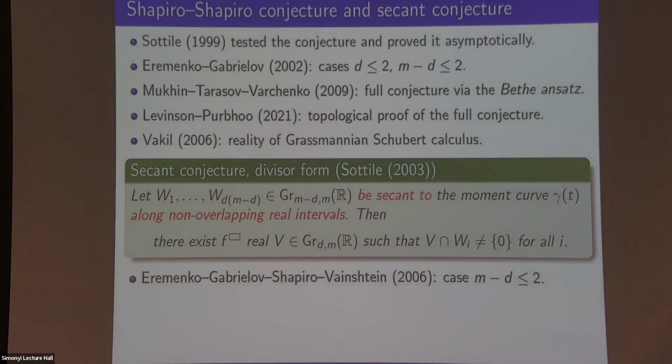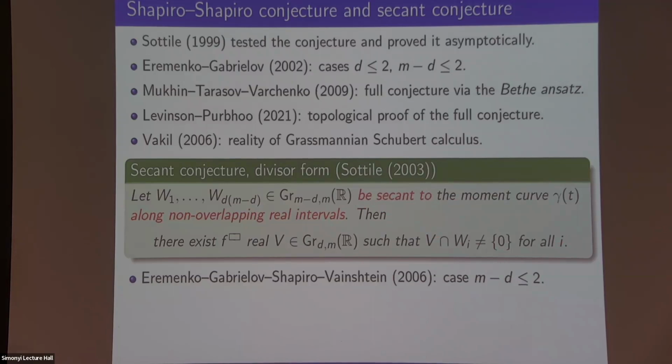Okay. So what I want to talk about now is a generalization of the Shapiro conjecture due to Sottile called the secant conjecture. I call it the divisor form because, again, it's only for these divisor Schubert problems. And there's a more general version for more general Schubert problems. I've highlighted the parts that are different. So we're still considering this special moment curve gamma. And before, these W_i were oscillating subspaces. Now they're going to be secant subspaces.